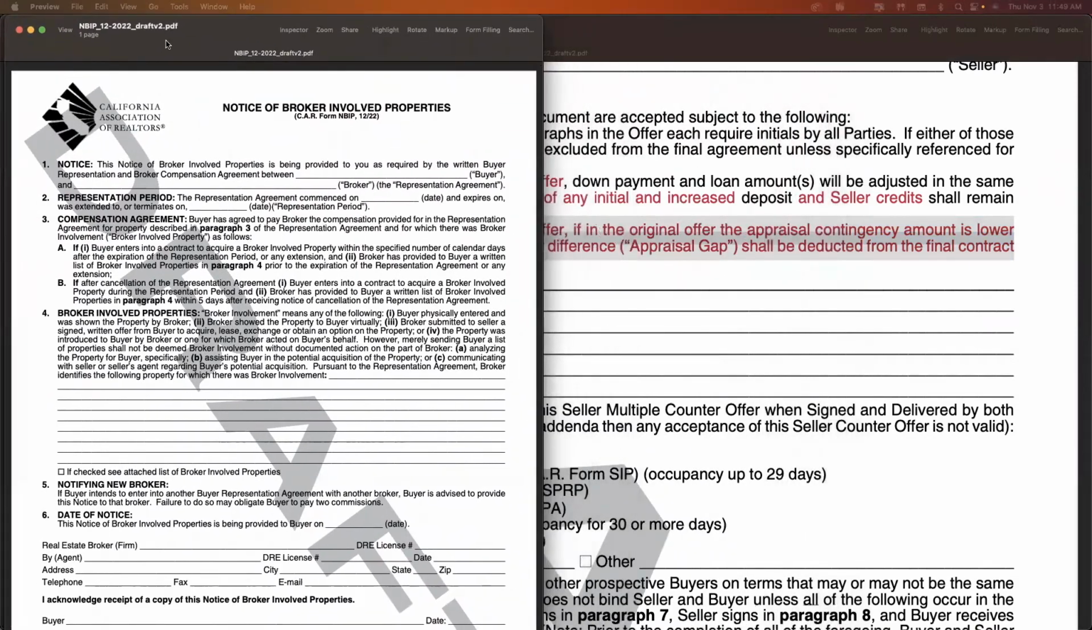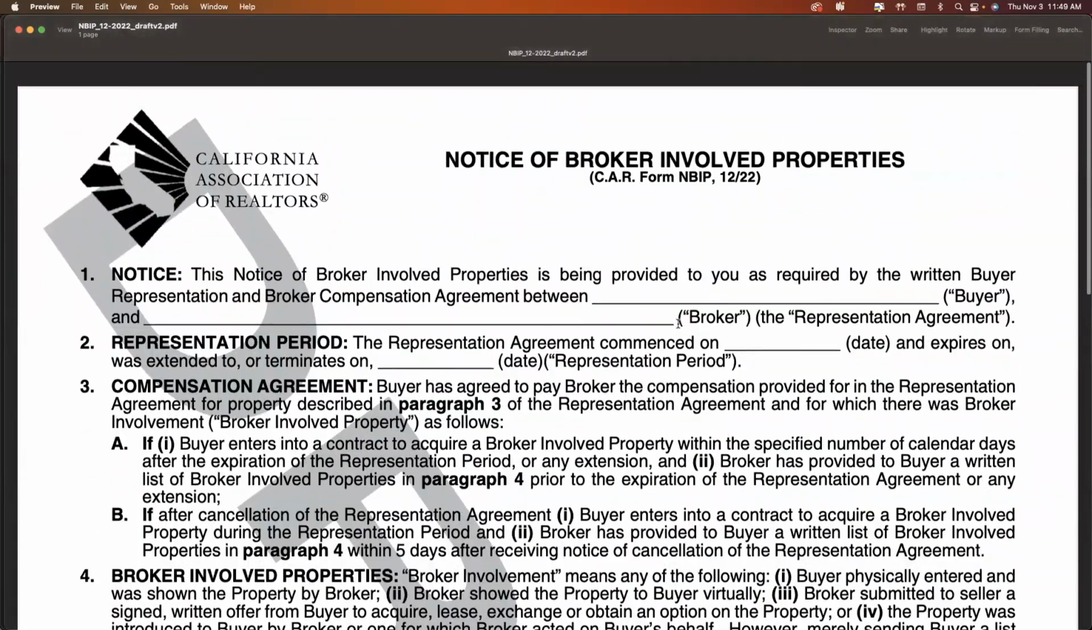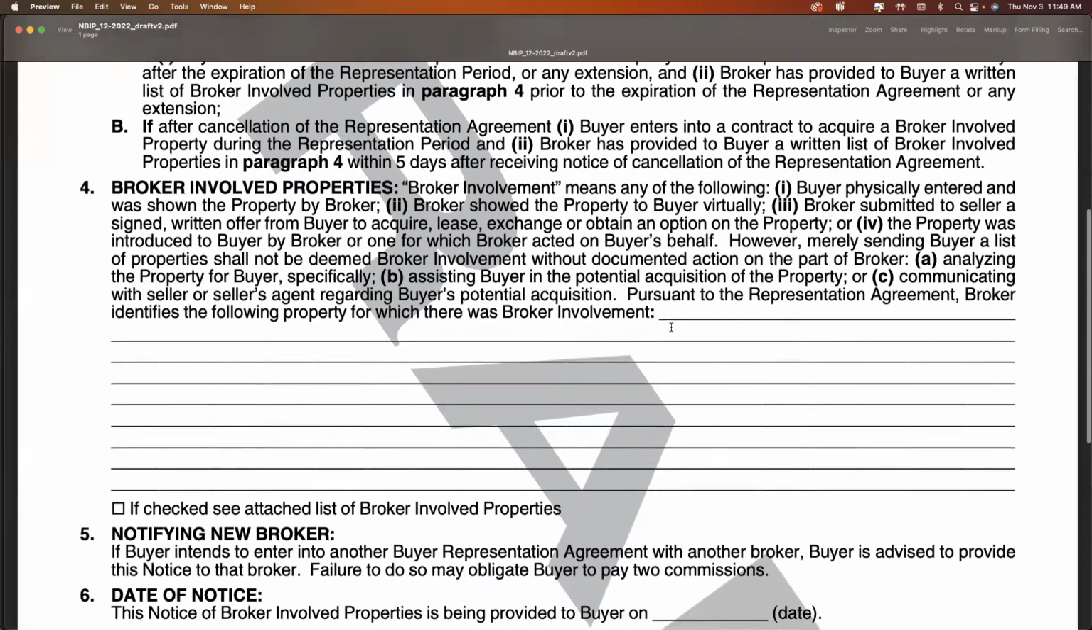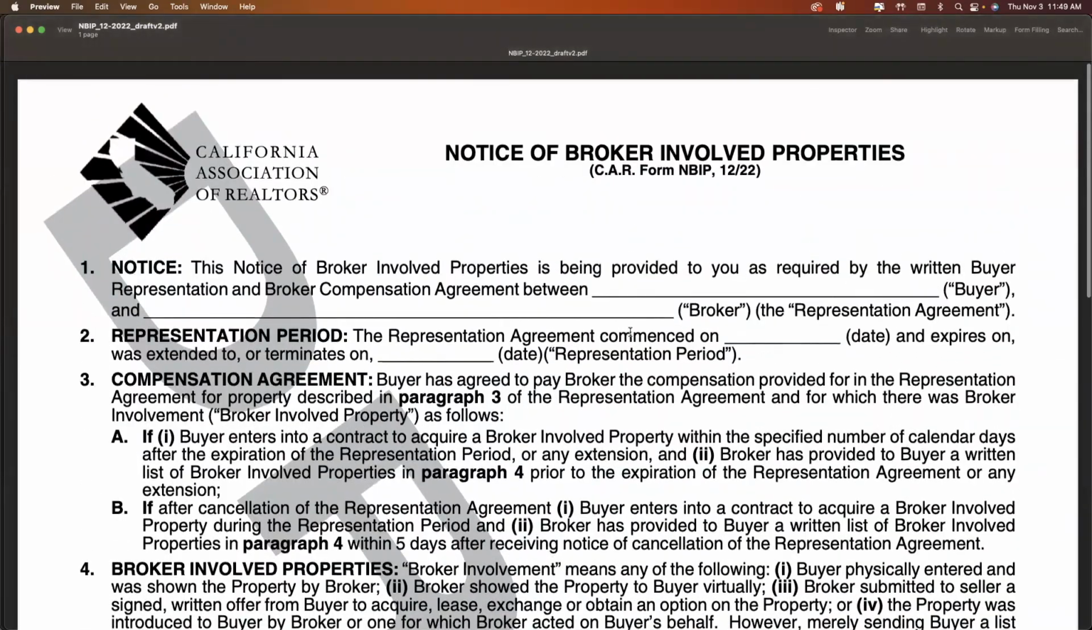This notice of broker involved properties goes back to that buyer representation and compensation agreement that we were talking about earlier. This is the form that you're going to give them with the list of the properties that you had involvement in. So remember, it said if I cancel this agreement or it expires, within 5 days of that cancellation or expiration I have to give them a list of the broker involved properties. This is the form for that.